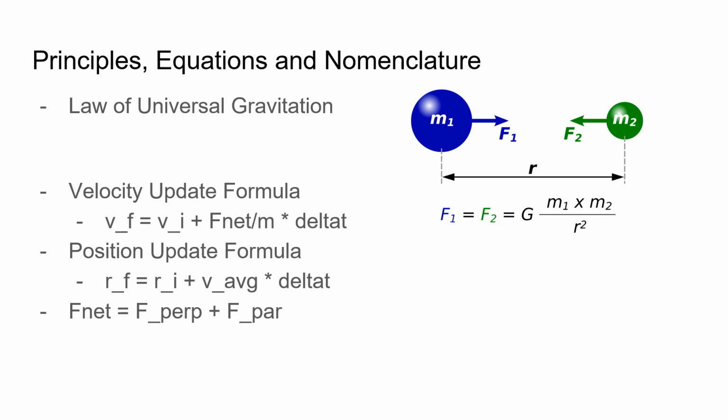Just to go over some important principles and equations. The first was the law of universal gravitation, which states that the force between two objects in space is equal to the universal gravitation constant multiplied by their two masses, all divided by the distance squared between the two objects. Some other formulas used in the simulation were the velocity update formula and the position update formula. Another important principle was that net force, the sum of the forces, is equal to the sum of the forces perpendicular to motion added to the sum of the forces parallel to motion.